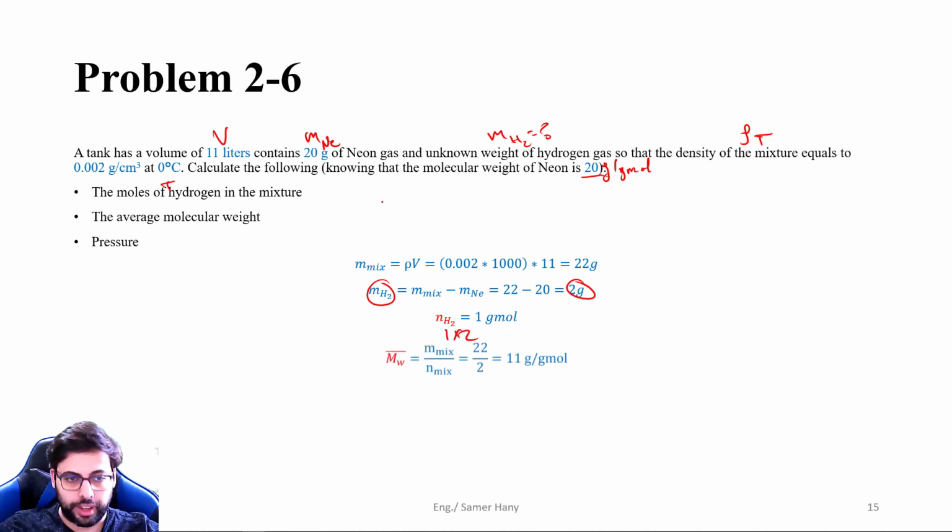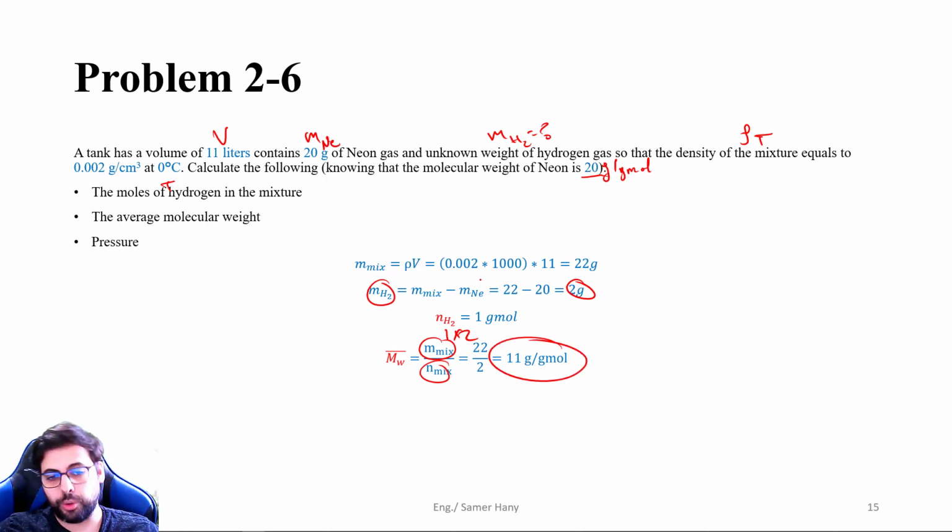And for the average molecular weight, the total mixture has 22 grams as the total mass, and the total number of moles in that mixture is 2, so the average molecular weight is just 11 grams per gram mole. Okay, just a quick comment here. For the molecular weight, we cannot just say the neon is 20 and the hydrogen is 2, so just get the average between those, instead of getting the total mass over the total number of moles.